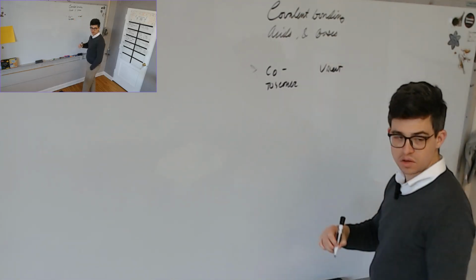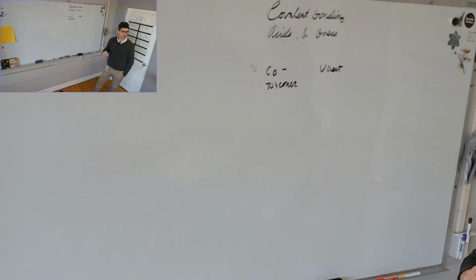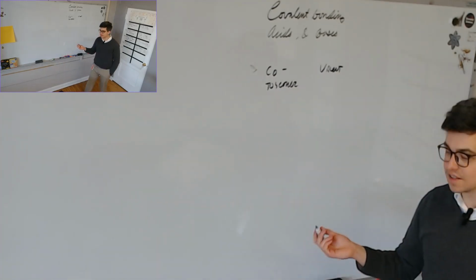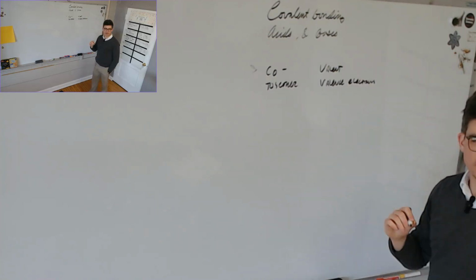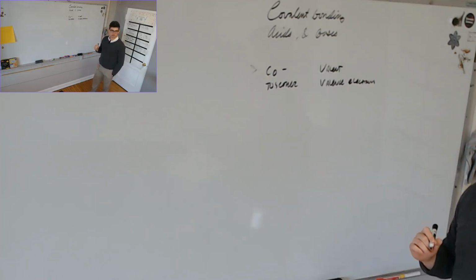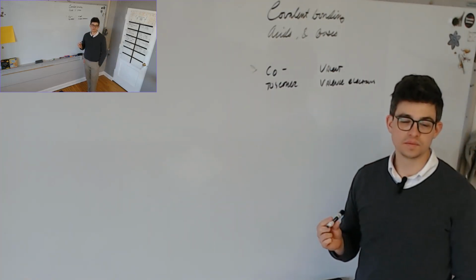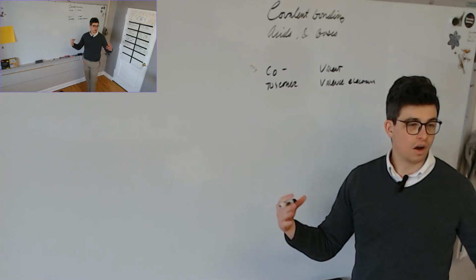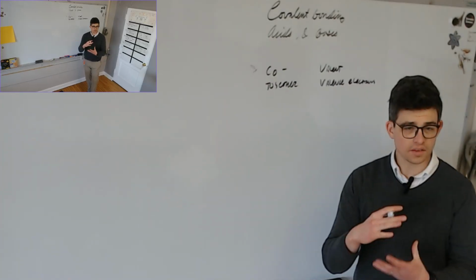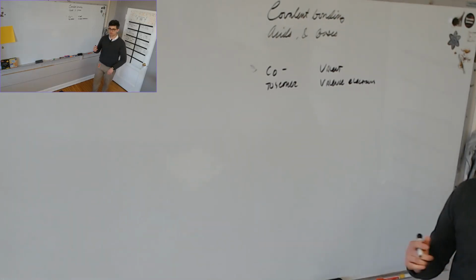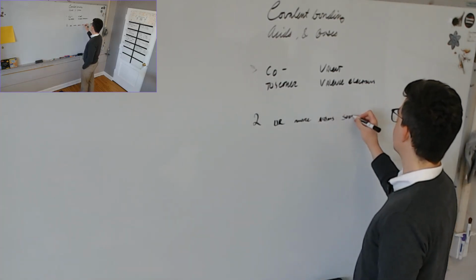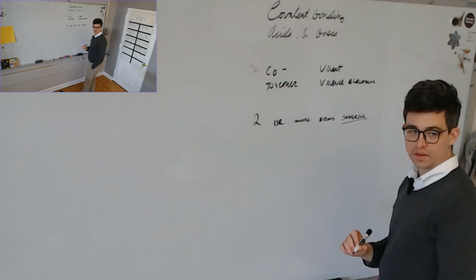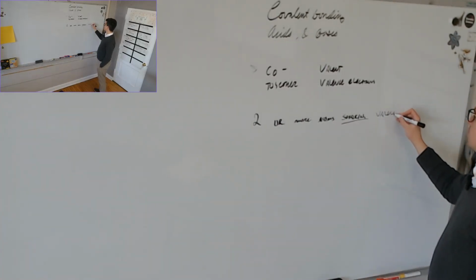Valent probably refers to valence electrons. Okay, now let's put them together. Covalent means that the valence electrons are together. Two or more atoms sharing valence electrons.